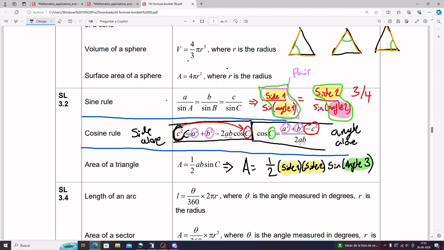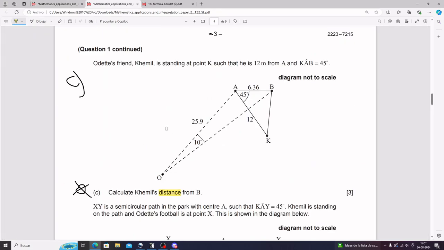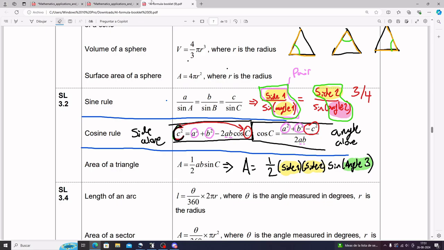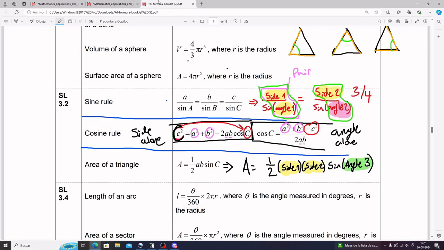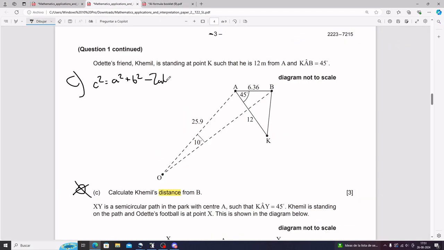So it's isolated by the equals. That is what I mean by it is alone, okay? Here you have cosine C equals, and so the angle is alone in that sense. So let's go ahead and write down the formula over here. The formula is little c squared equals a squared plus b squared minus 2ab cosine C.